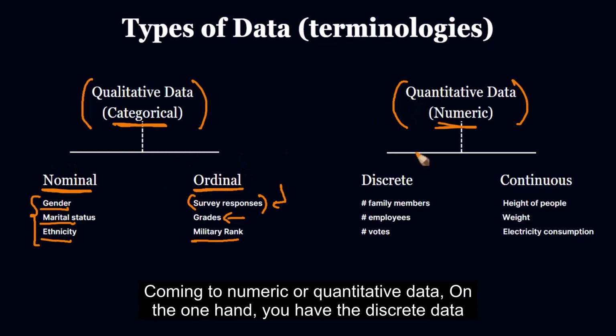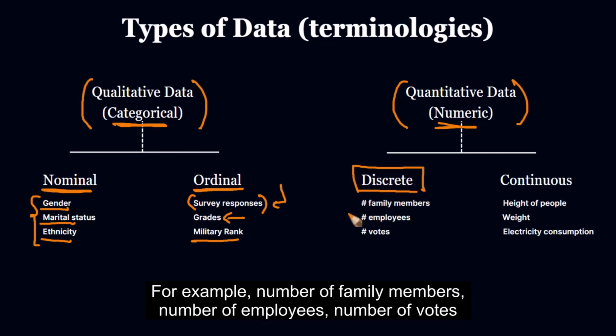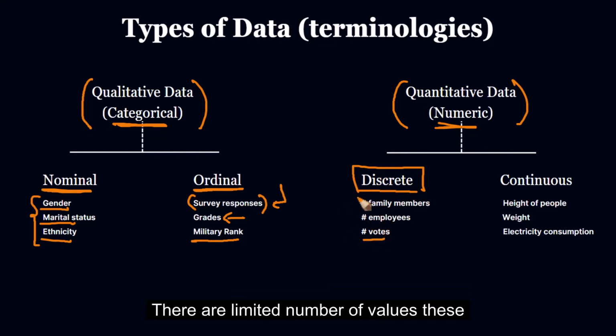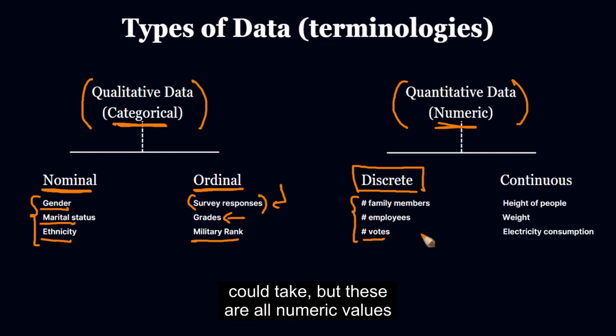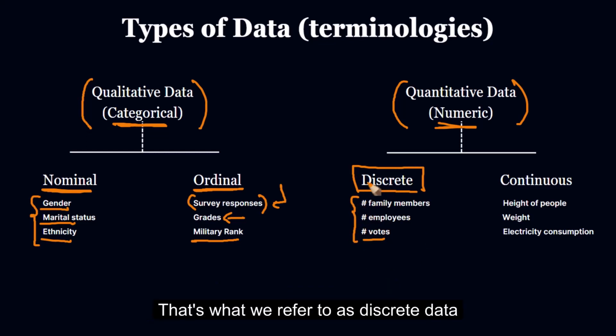Coming to numeric or quantitative data, on the one hand, you have discrete data. For example, number of family members, number of employees, number of votes. There are a limited number of values these could take, but these are all numeric values. That's what we refer to as discrete data.